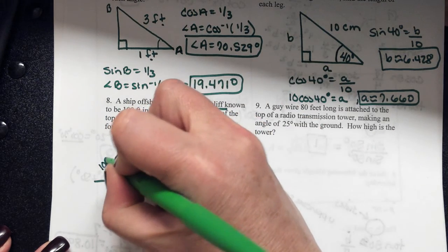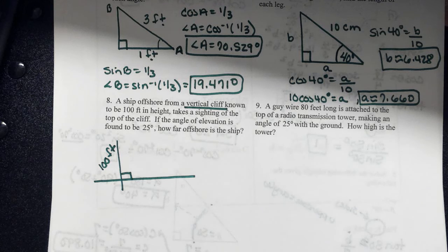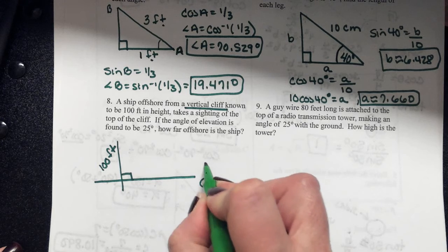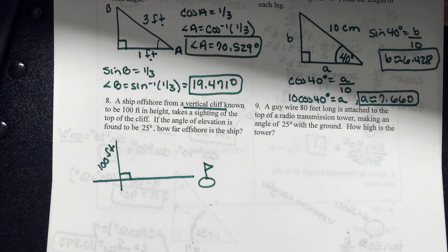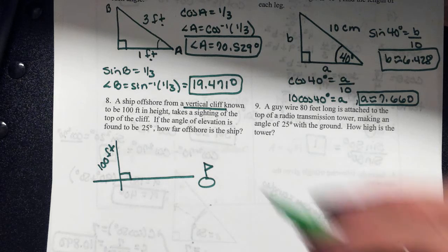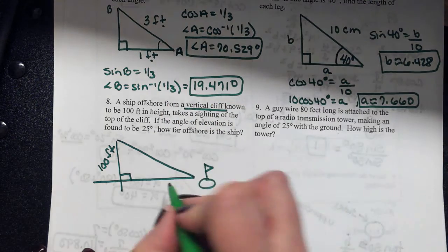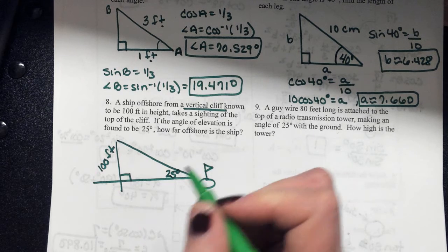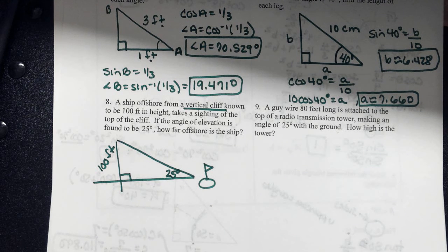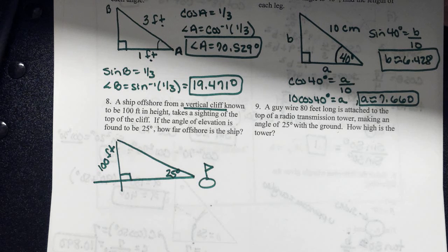So again, you want to set up your picture and you want to label it. So I know that this cliff is 100 feet. And from the ship, it takes a sighting to the top of the cliff. So here's my ship. Don't laugh at my drawing. It takes a sighting to the top of the cliff, and the angle of elevation is found to be 25 degrees. So here's the line of sight from the ship to the top of the cliff. So the angle of elevation, you're down looking up, that's the angle on the ground, is 25 degrees. So any questions on how the picture is set up so far?